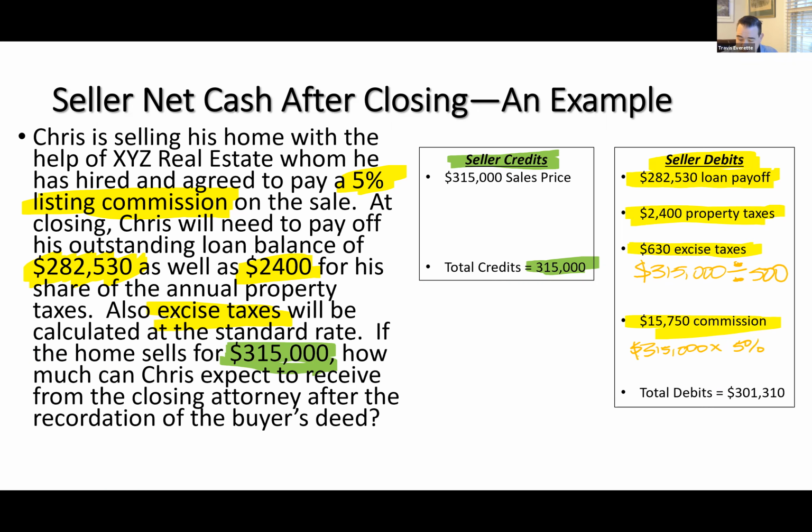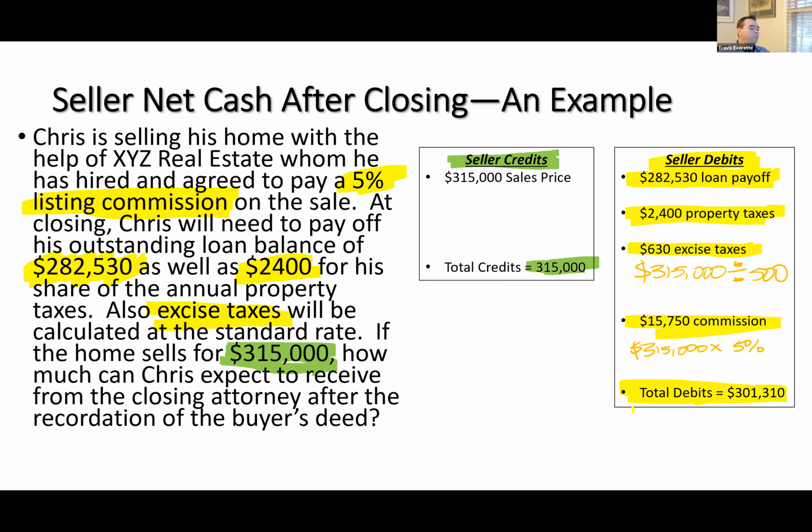$315,000 times 5% is $15,750 in commission. That's all the debits. Once I have them, I'm going to total them up. And that's where this number comes from.